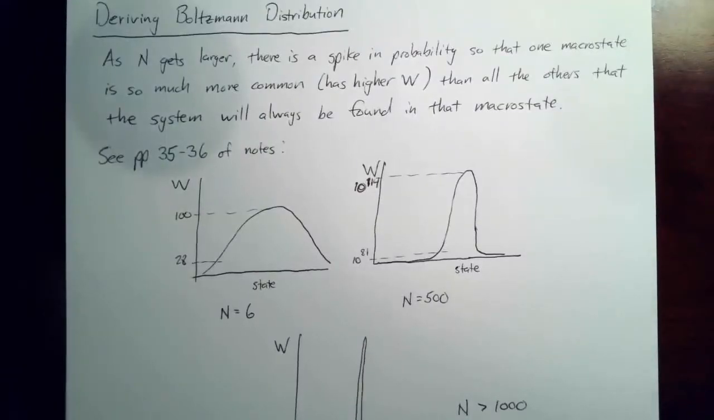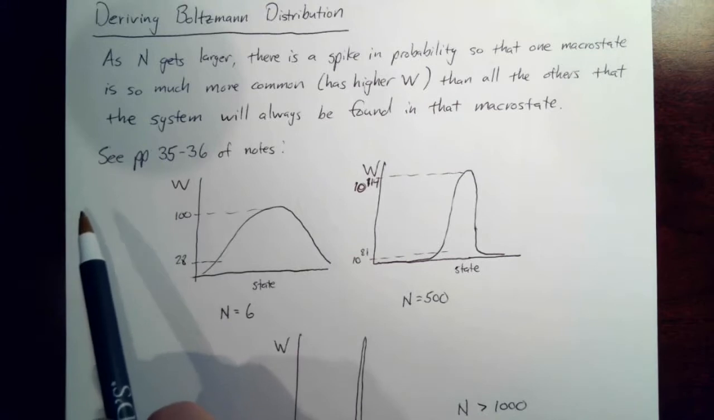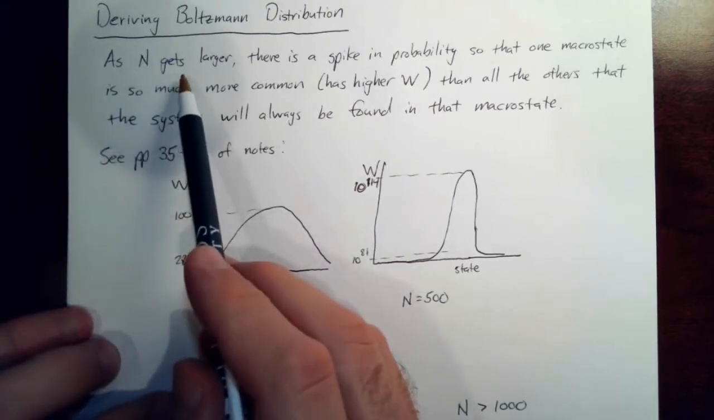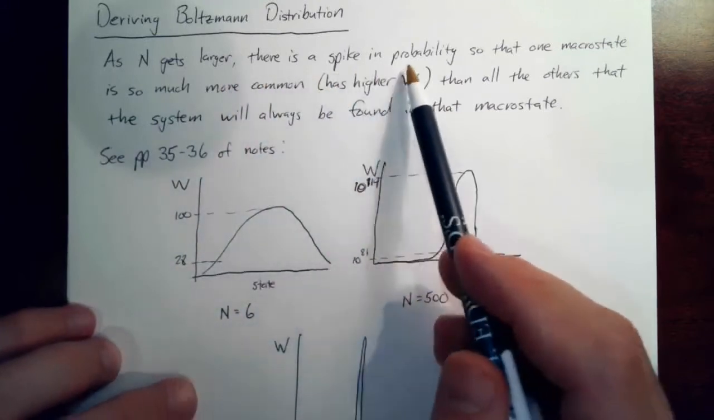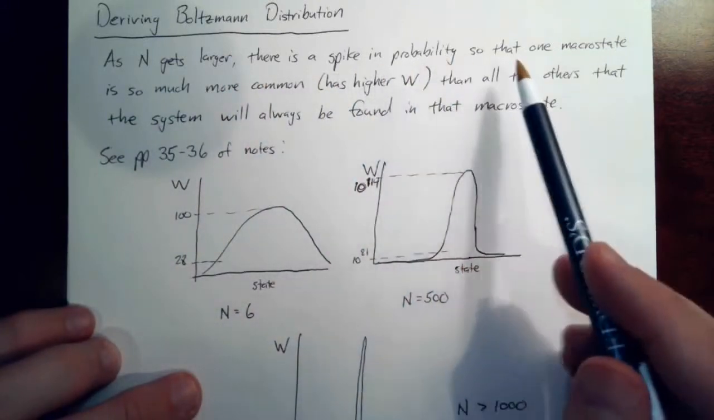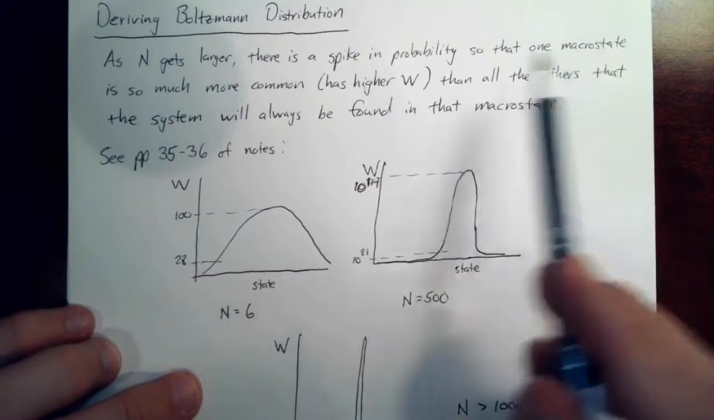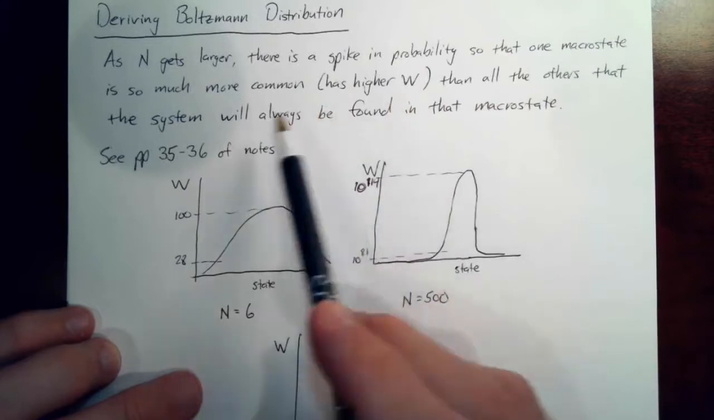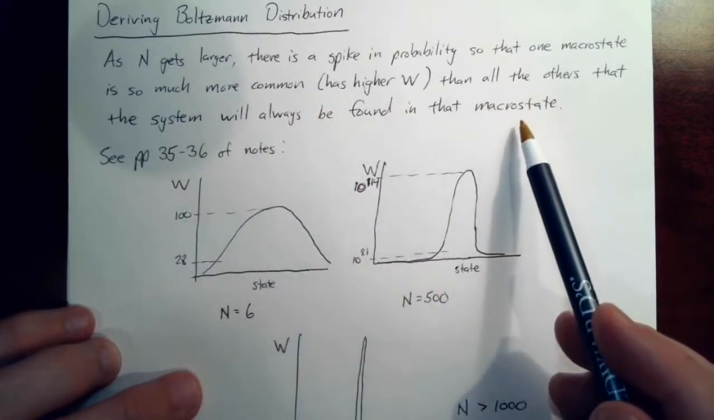Okay, in this next video, we're going to derive the Boltzmann distribution, which is a fundamental, probably the most fundamental piece of statistical thermodynamics. And before we do that, I want to remind you of something that we saw back in chapter 3, which is that as the number of molecules gets larger, there's a growing spike in probability, so that one macro state is so much more common, meaning it has a higher multiplicity than all the others, that the system will always be found in that macro state.